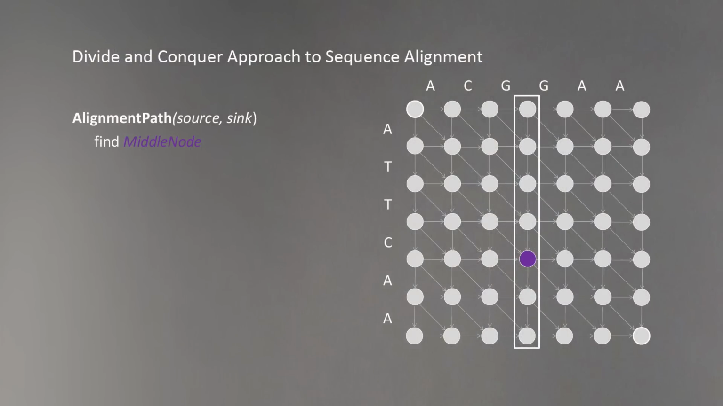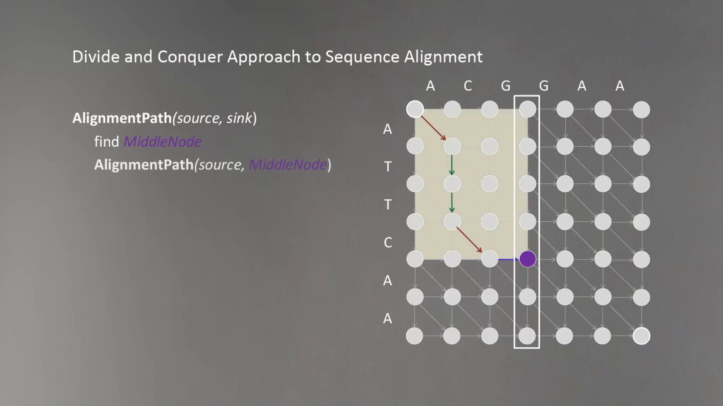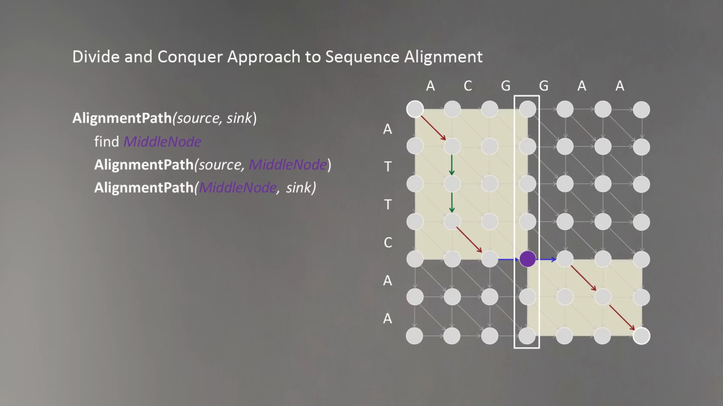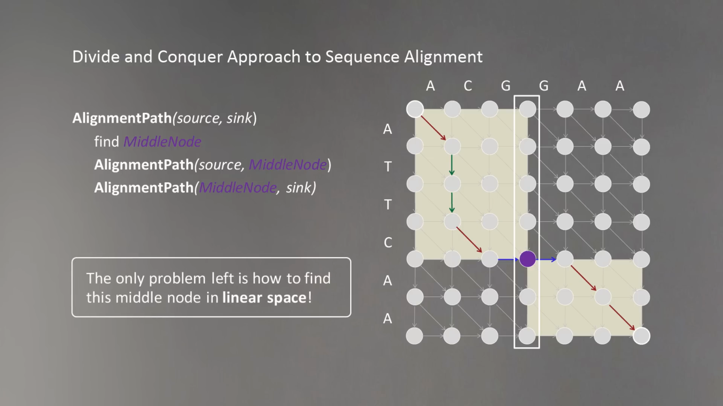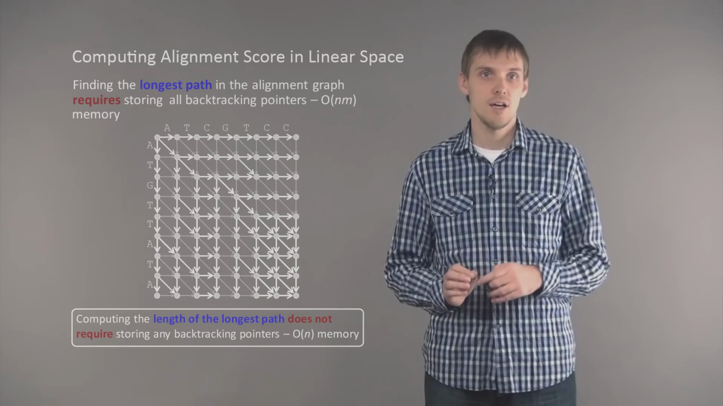Let's design an algorithm to find sequence alignment. At the first step, we need to find a middle node. Then, we need to find alignment between the source and the middle node. And after that, we need to find alignment between the middle node and the sink. Since we know all parts of a path, we can do it recursively. So the only problem is how to find this middle node, because we don't know yet.